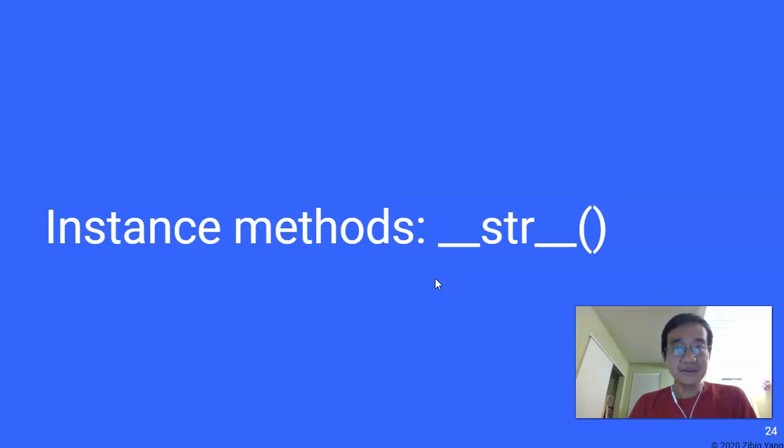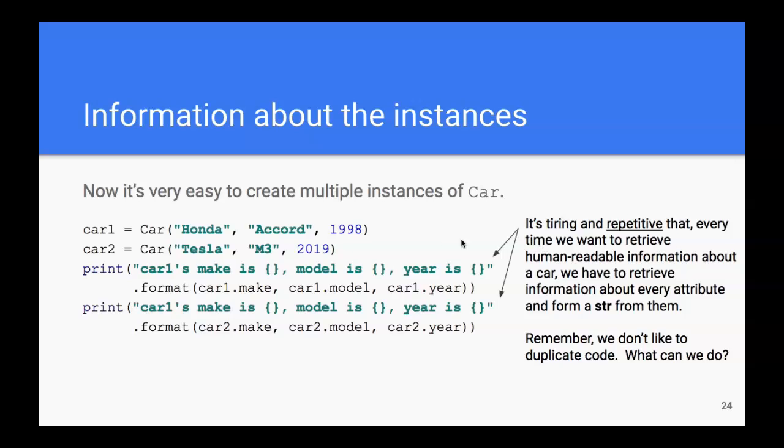Hi, in this video, we're going to continue to talk about instance methods. This time, what's called the dunder string method. We said now it's very easy to create multiple instances of a car, which is true.